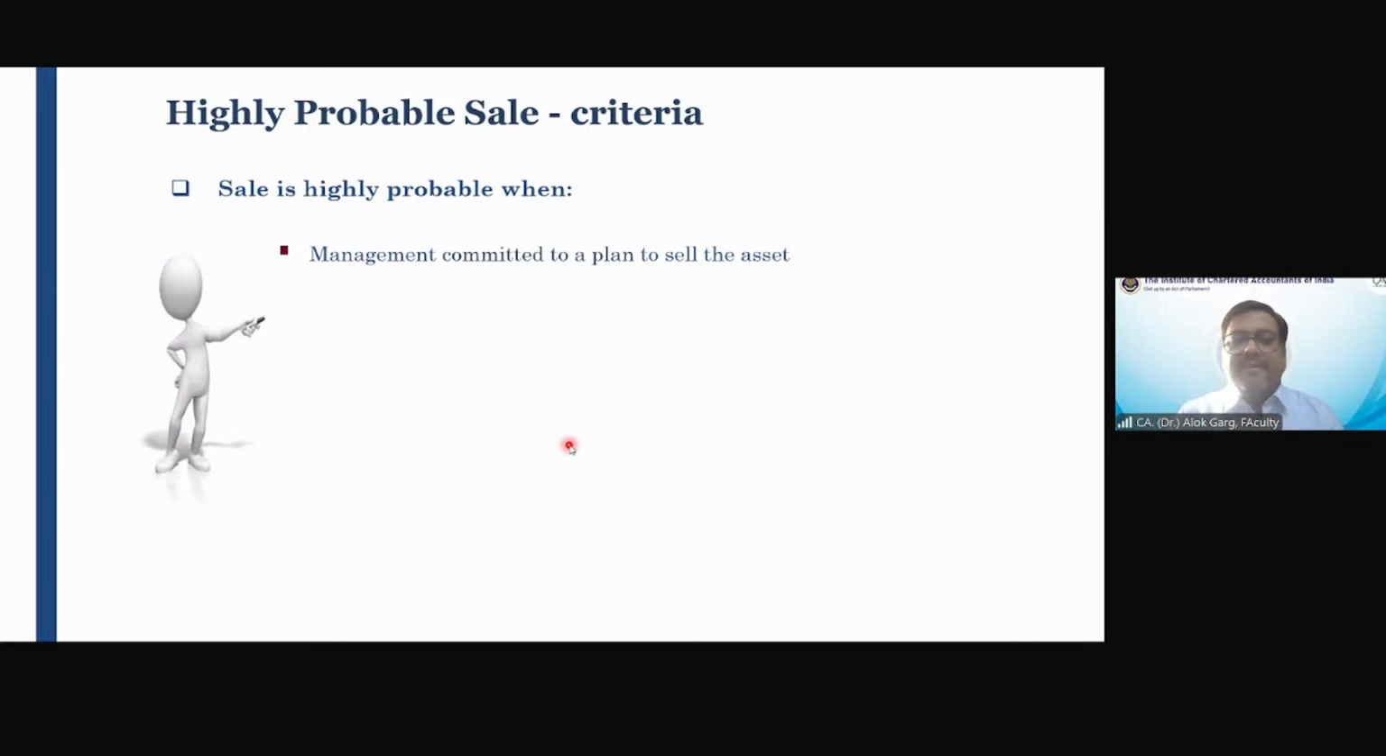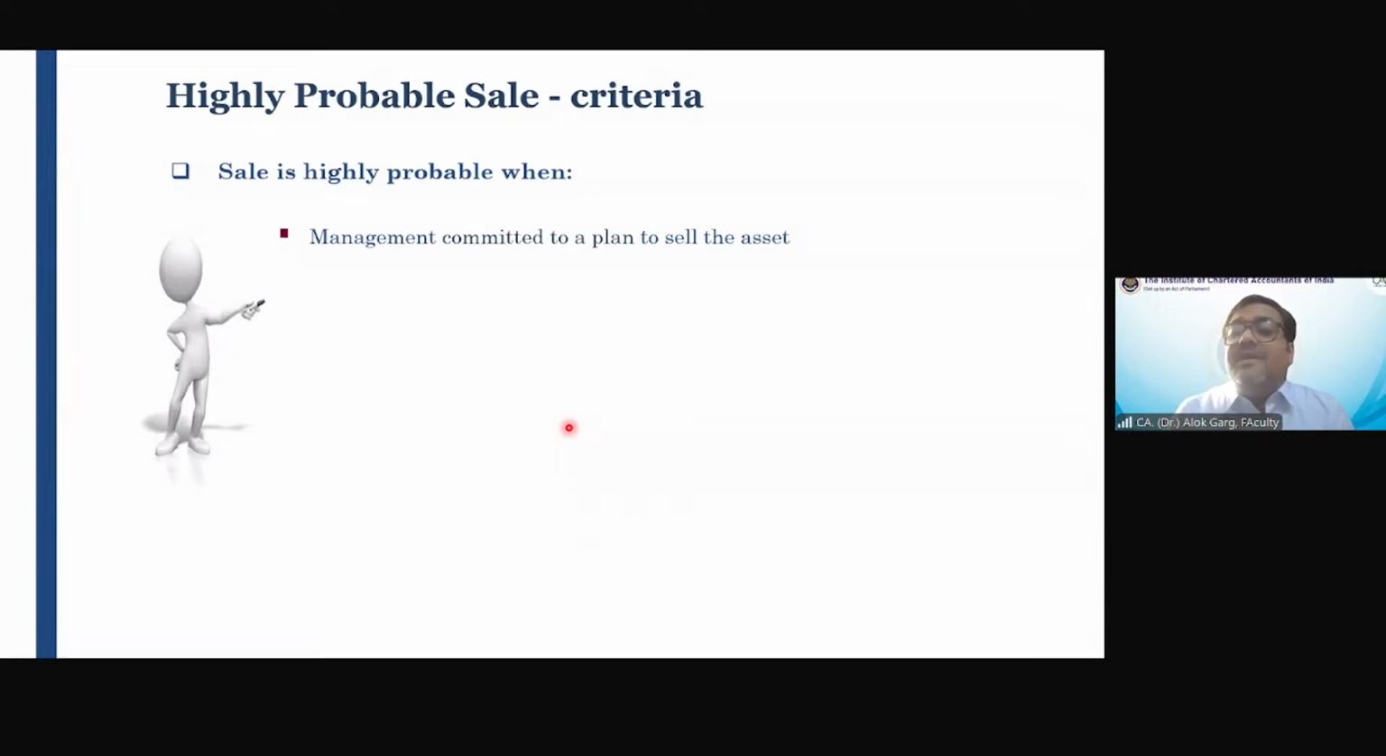Okay. So friends, sale is highly probable when management is committed to a plan to sell the asset. And let me narrate these conditions with the help of an example, with the help of a story.